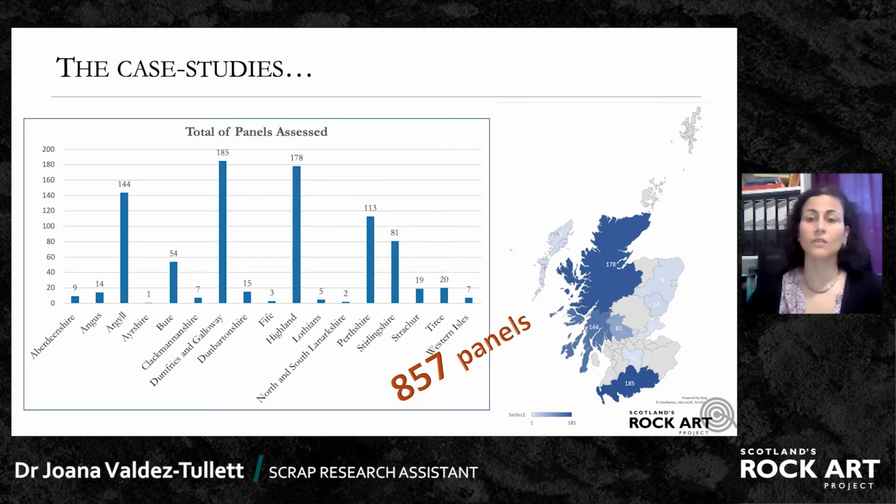And the map on the right will give you an idea of the distribution of the panels that we have looked at so far. And the majority of them are located in the areas with the darker shades of blue. And these tend to be the ones where the records are already fully documented, such as Argyll, Dumfries and Galloway, whereas we're still having some more records coming into our database, namely from areas like Angus and Aberdeenshire.